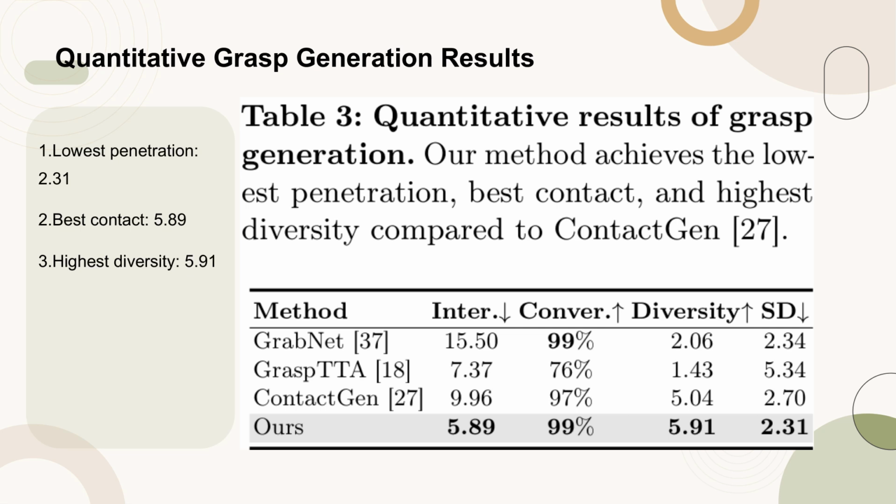Table 3 presents the quantitative results of grasp generation, highlighting our method's superiority over ContactGen 27. Our method achieves the lowest penetration, best contact, and highest diversity, as indicated by the metrics of intersection volume, 2.31, coverage, 5.89, and diversity, 5.91, respectively. This demonstrates our method's effectiveness in generating precise and diverse grasps.